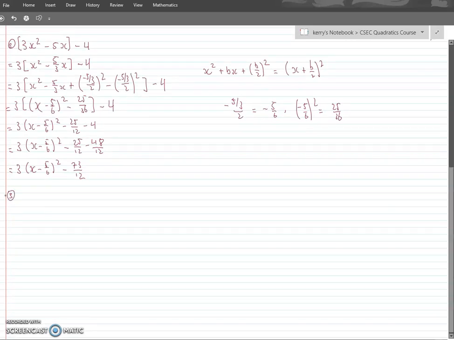So number 3, last one now. Let's go with, this one is one of the harder ones now, minus 2x squared plus, let's go to a smaller number, plus 3x minus 1.